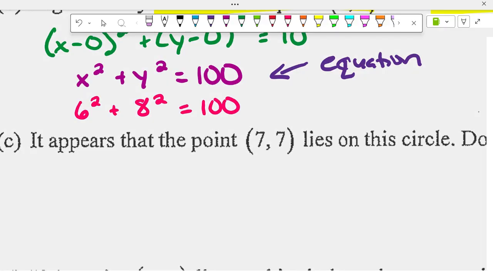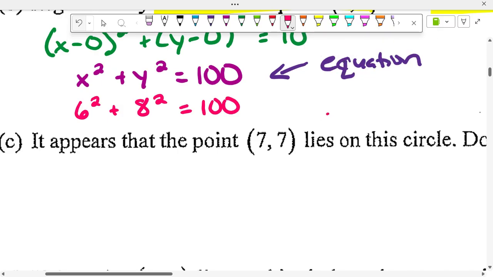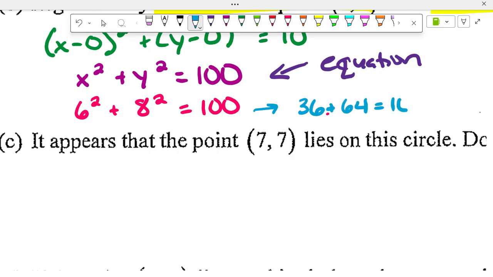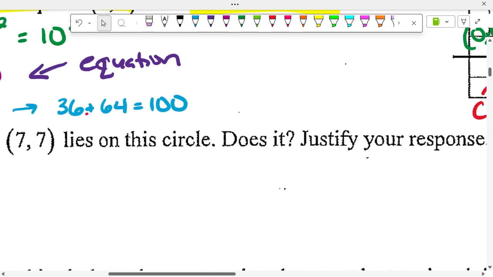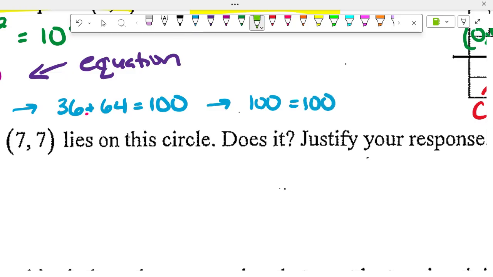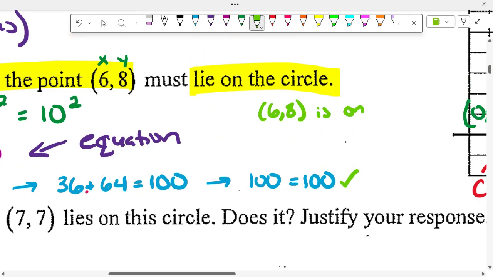So let's evaluate. What's 6 squared? 36. What's 8 squared? 64. And again, we're trying to make it equal 100. What is 36 plus 64? 100. So 100 equals 100. So is 6, 8 a point on the circle? Yes. So 6, 8 is on the circle.